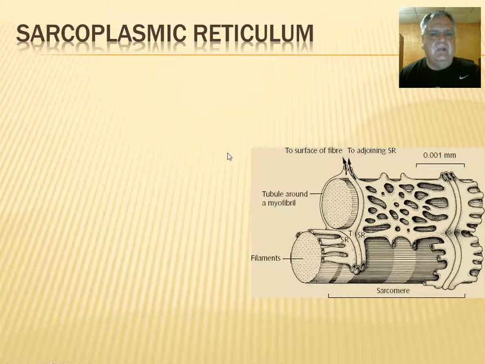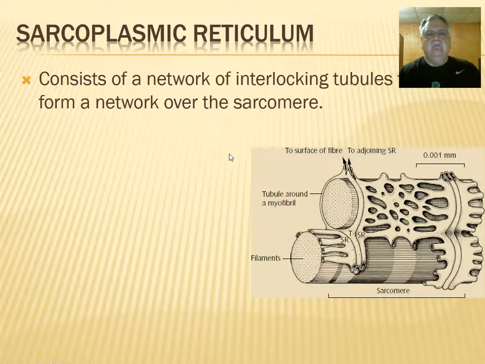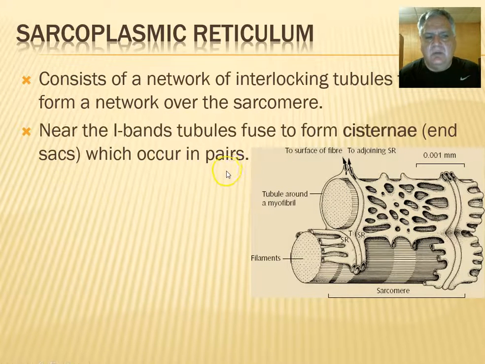Okay, we talked about some of the organelles that are inside the cell. One of the organelles we haven't talked about yet, and it's very important to muscle contraction, is the sarcoplasmic reticulum. The sarcoplasmic reticulum consists of a network of interlocking tubules, small tubes, that form a network over the sarcomere. So if we take a look at this artist's conception, we can see a network of tubules lying over the region where we have the actin and myosin. This network of tubules is referred to as the sarcoplasmic reticulum.